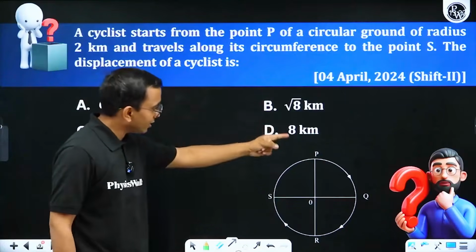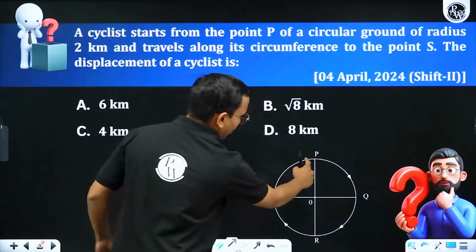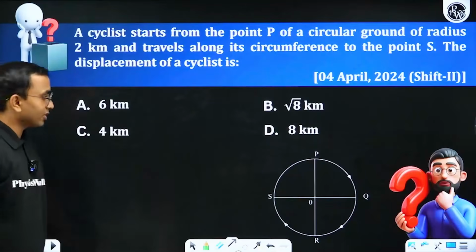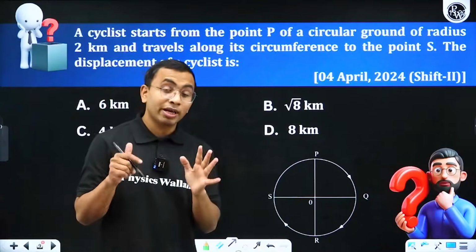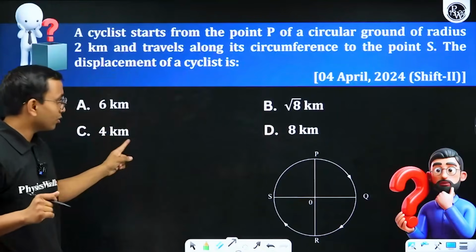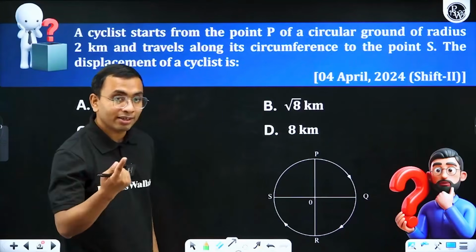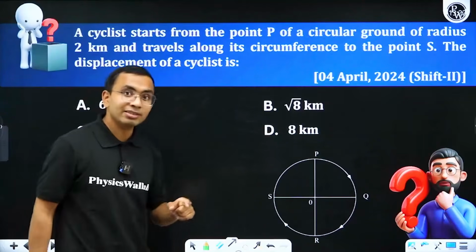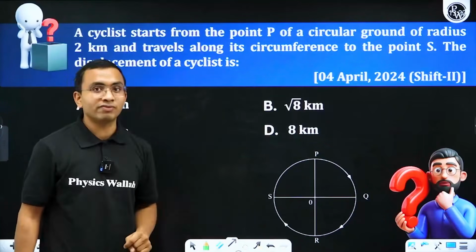Travels along the circumference to point S. It comes from here till S. Okay, the displacement of the cyclist is, as I mentioned, displacement is just the change in position. Now here he just needs the magnitude. Now you may say, sir, displacement is a vector. It's not mentioned in vector form anywhere. Okay, it means he is just asking the magnitude of that vector.